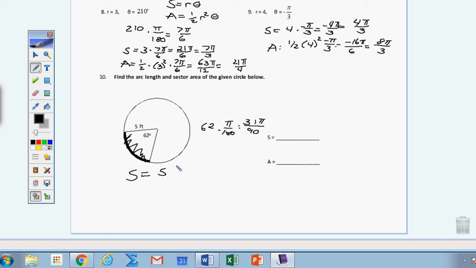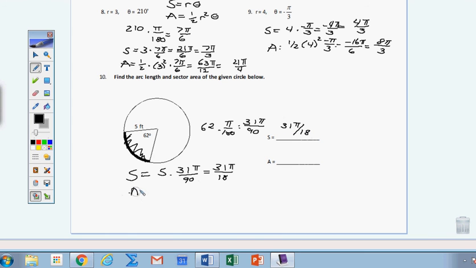All right. So then we come back down here. We know our theta is 31 pi over 90. And 5 times that is going to be equal to, after reducing down, 31 pi over 18. So our S is 31 pi over 18.